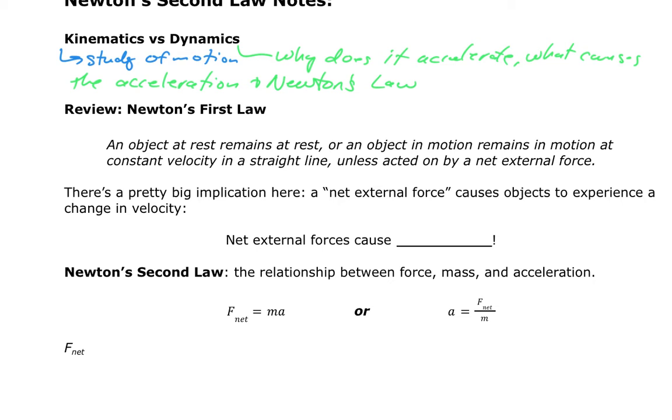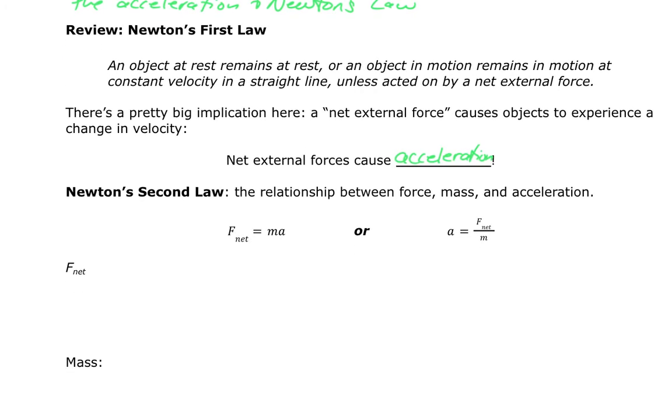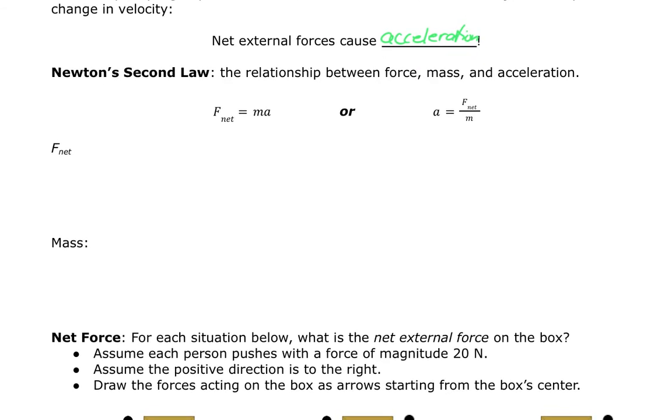Now, the implication here, and it's a pretty big deal, is that a net external force causes an object to experience a change in velocity. Well, we know what a change in velocity is. We studied that in our last unit. We know that a change in velocity is simply an acceleration. So that means a net external force causes an acceleration. Now that's a big deal, right? So now we know why something is accelerating, because there must be a net external force acting on the object. Now Newton's second law simply tells us the relationship between that force and the acceleration. And we're going to have to bring mass into the equation as well, all right?